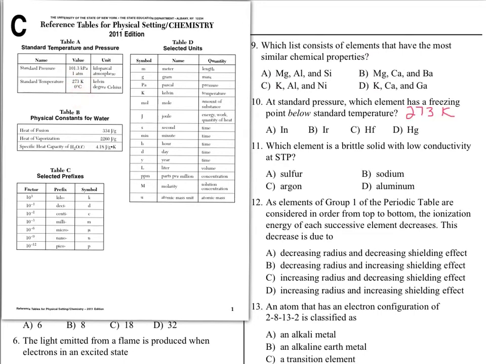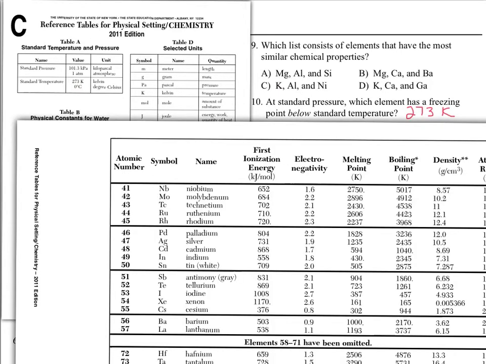Now that we're looking for freezing point, we need to refer to reference table S. Notice that the question asks about freezing point, but on table S, they only give melting point and boiling point. Recall that freezing and melting are essentially the same thing, or they happen at the same temperature. So here, since our reference table is in Kelvin, we're going to compare the freezing points to 273, and we're looking for a freezing point that is less than 273.